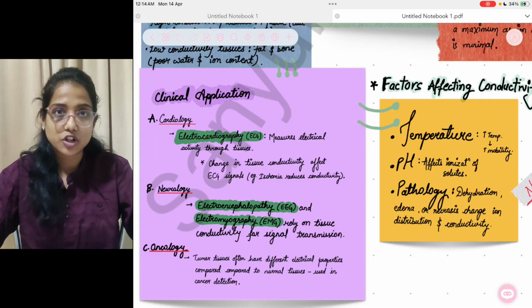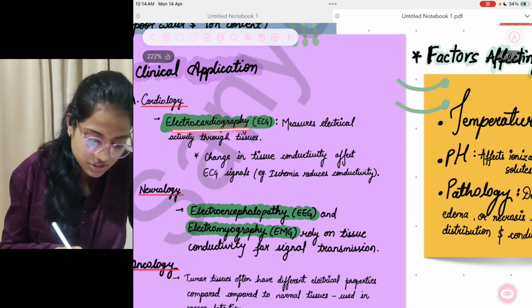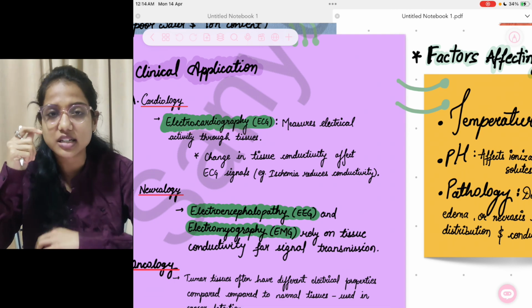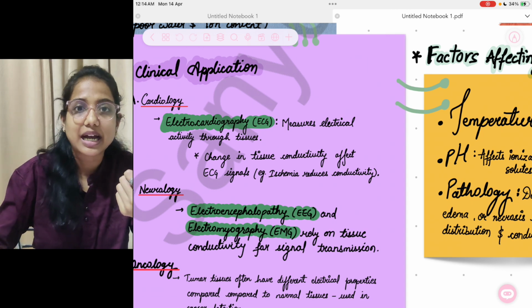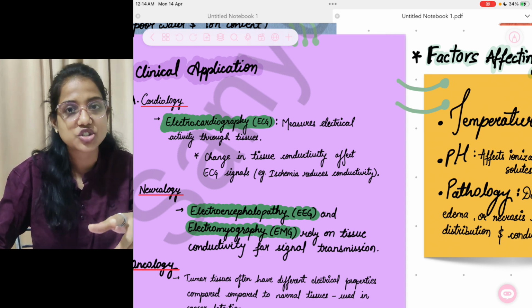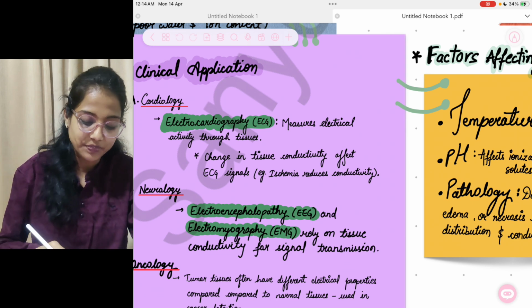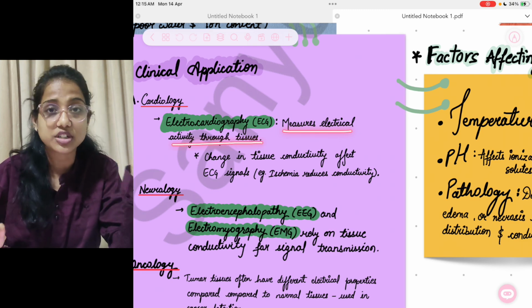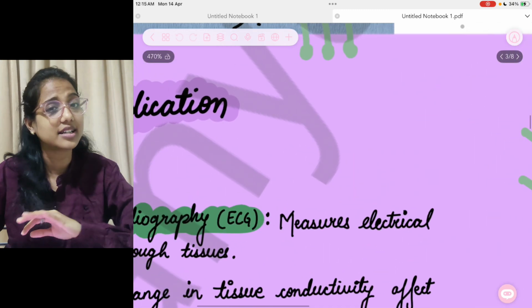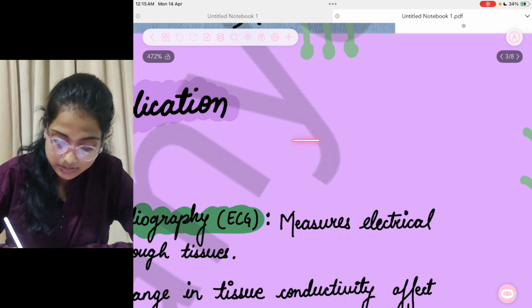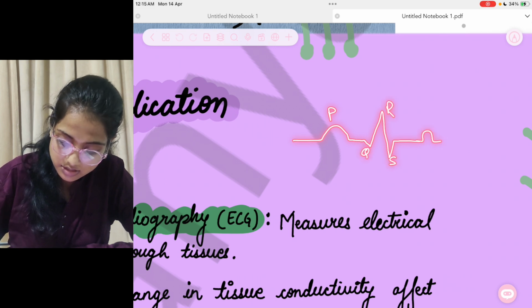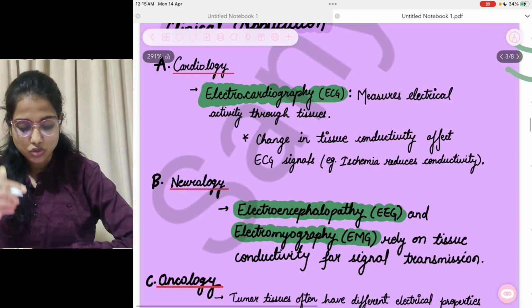First we will go for the cardiology, that is ECG, electrocardiography. You will read about ECG in physiology also, and in second year and third year also in the IDP subject, in which the teacher will tell you about ECG. What ECG does is measure the electrical activity through tissues. How? Like I'll tell you the normal ECG, like it is like this. This is P, Q, R, S, and T.